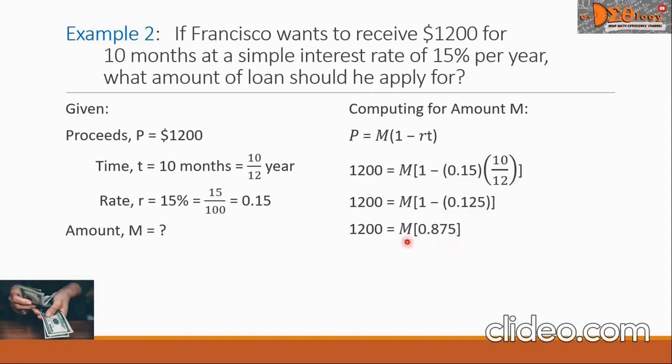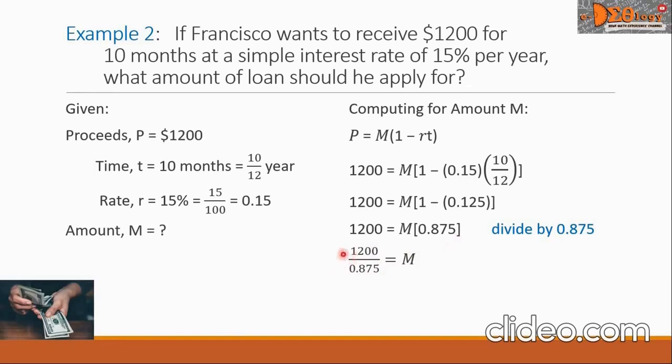We want to know the M, so we will divide this equation by the coefficient of M, and that is the 0.875. So the left side, the 1,200 divided by 0.875 will appear like this and equals the right side becomes M alone. The coefficient will be canceled out.